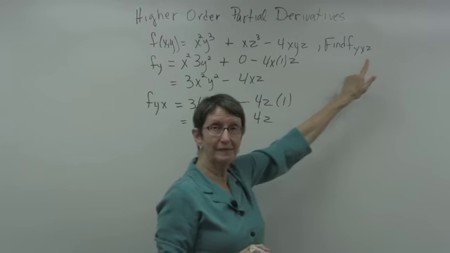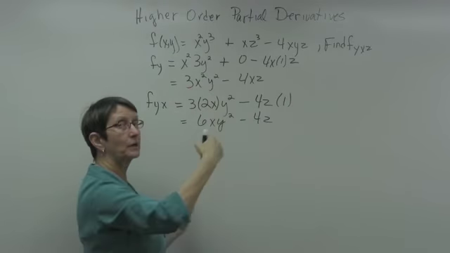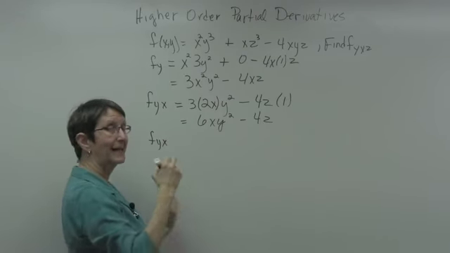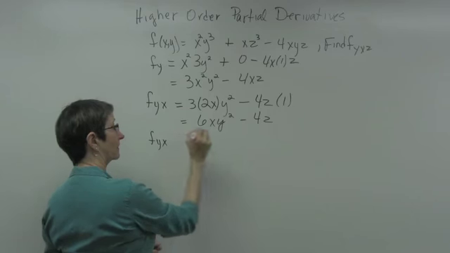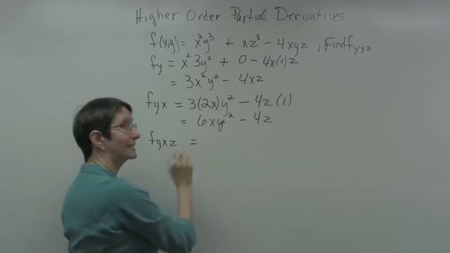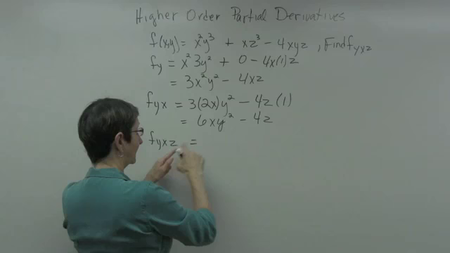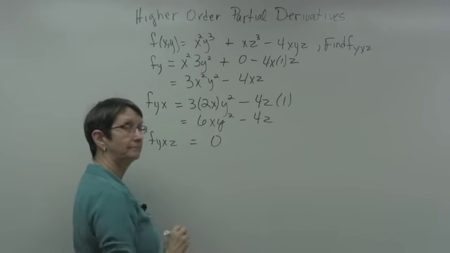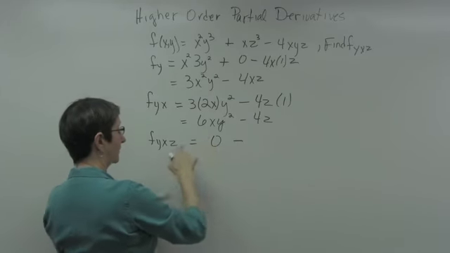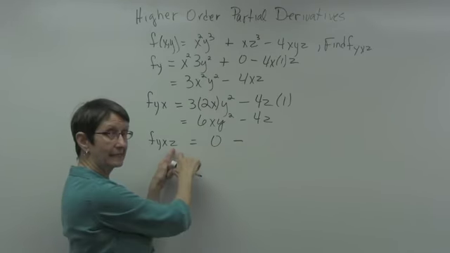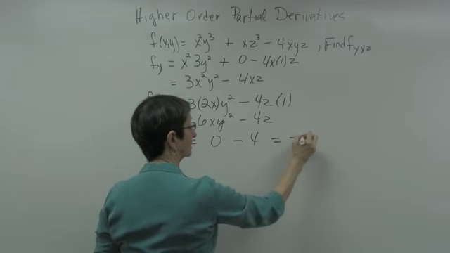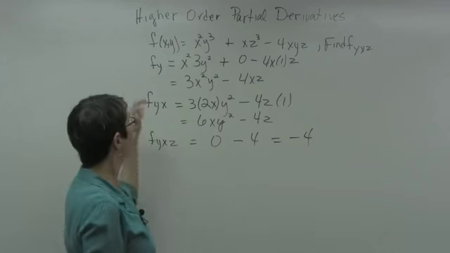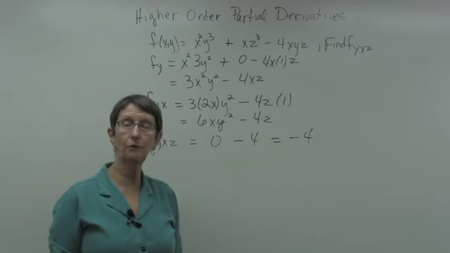The last variable they gave me was z, following y and x. So I take the partial with respect to y with respect to x. Now I'm going to take the partial derivative of this piece with respect to z. Z is the variable. There is not one z in this term. That derivative is 0. Minus the derivative of 4z, since z is the variable, would be 4. So that derivative, my third derivative with respect to each variable separately, is a negative 4.